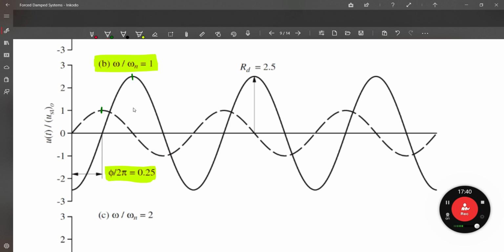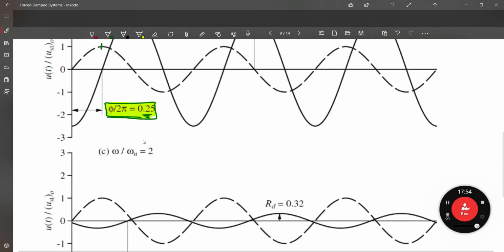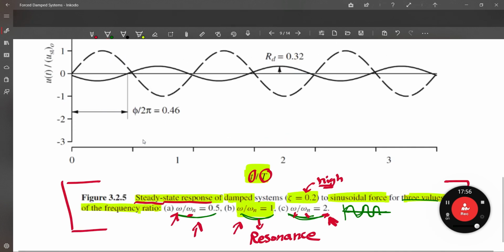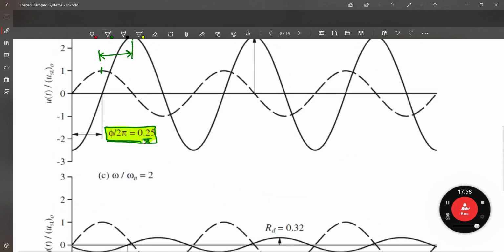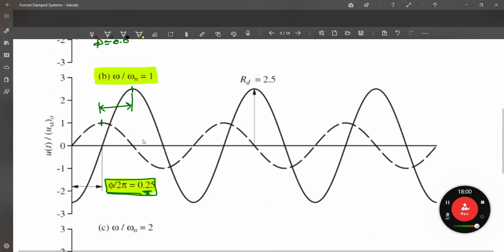Okay, there is a difference here. This is the difference. This difference is phi over 2 pi equal to 0.25, which is large enough. That is large enough to say that they are not in phase.